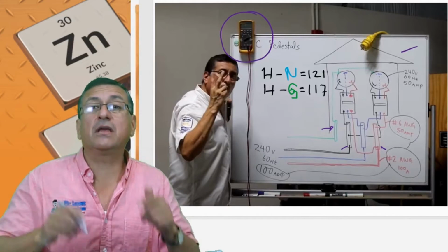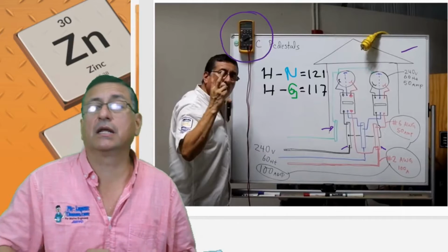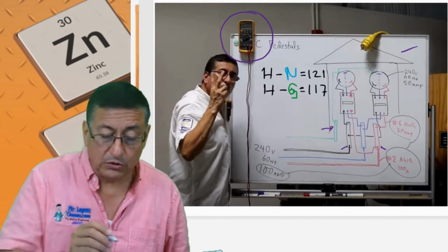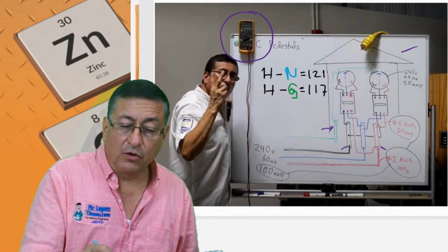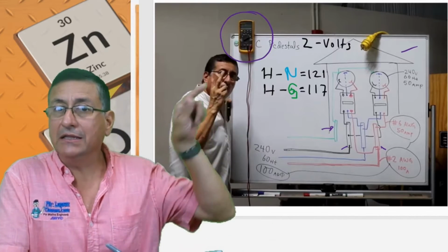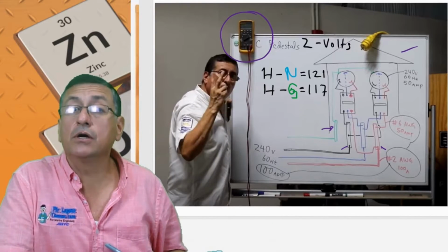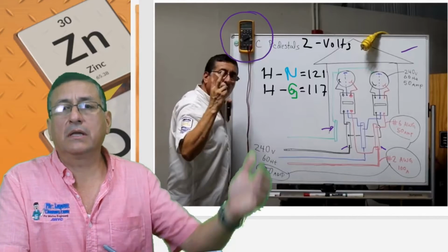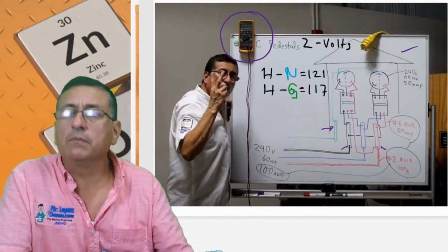If that difference in between both readings, hot and neutral, and hot and ground, is more than 2 volts, the ground in that building, in that marina, is no good. And you need to call the manager of the marina and explain to him what is the situation.